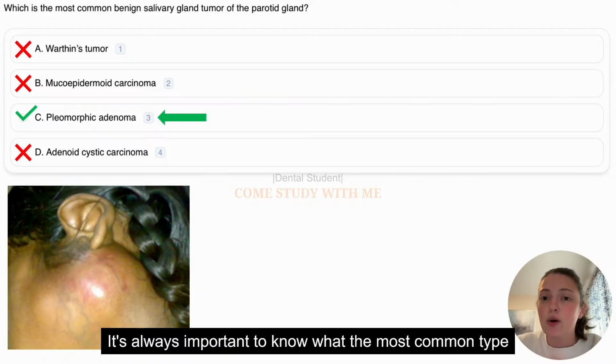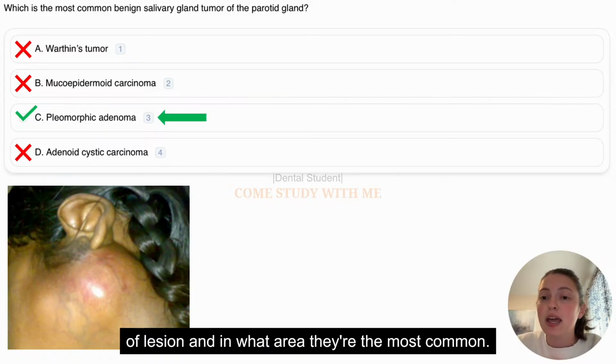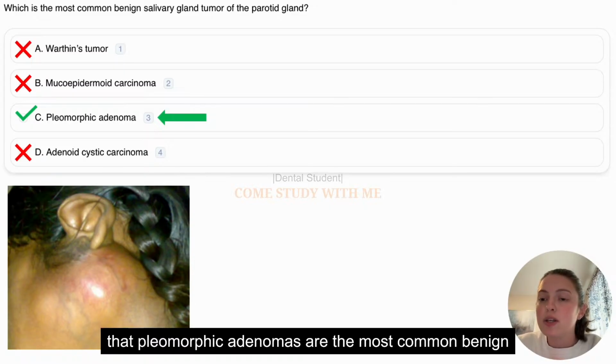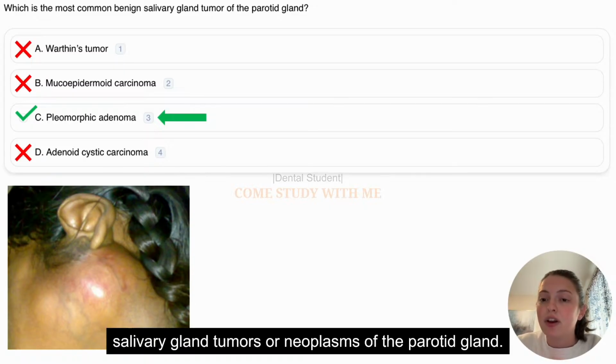It's always important to know what the most common type of lesion is and in what area they're the most common. So make sure that you know that pleomorphic adenomas are the most common benign salivary gland tumors or neoplasms of the parotid gland.